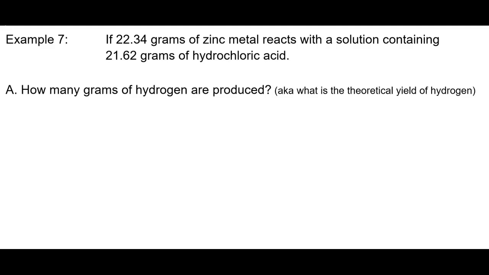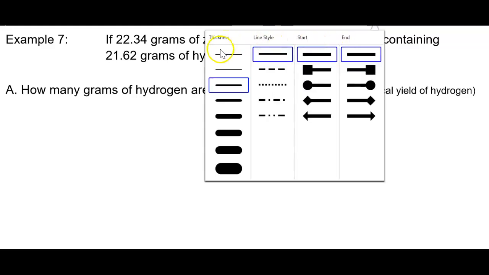Of course, the first thing we must do when we use a chemical equation is write the equation if it's not provided, and then balance. So in this example, zinc metal is going to react with hydrochloric acid.